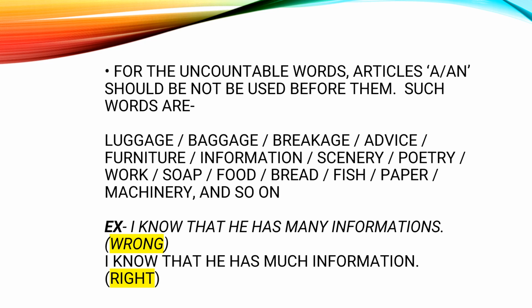For example, I know that he has many informations. That is definitely a wrong statement. The right statement should be, I know that he has much information. Many is used when you have something countable, and much is used when you do not have countable things. So information, how are you going to count that information? So you cannot use many informations in that statement. Instead of many, you should use much, and without s in information: much information.